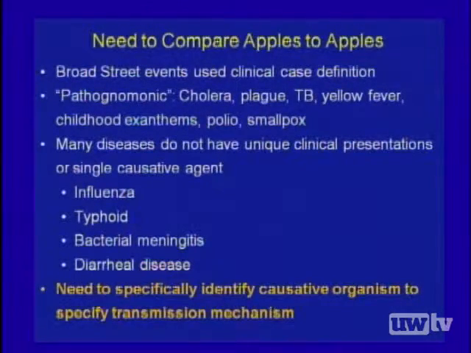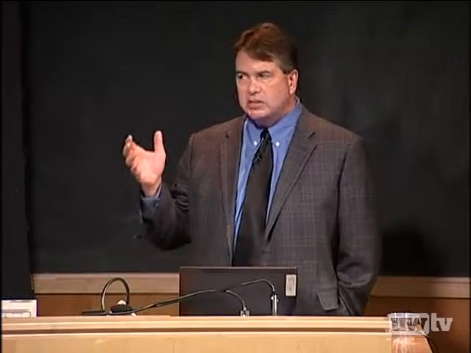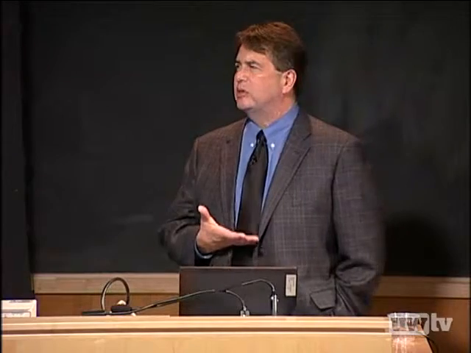And today there are still some diseases that are pretty much pathognomonic in terms of their clinical presentation: cholera, plague, TB, yellow fever, the childhood exanthems, polio, smallpox. When you see one, you know one. You don't necessarily need a test to do those things. But most of the diseases that we deal with as epidemiologists, most of the diseases we deal with in public health, in fact, do not have a unique clinical presentation.